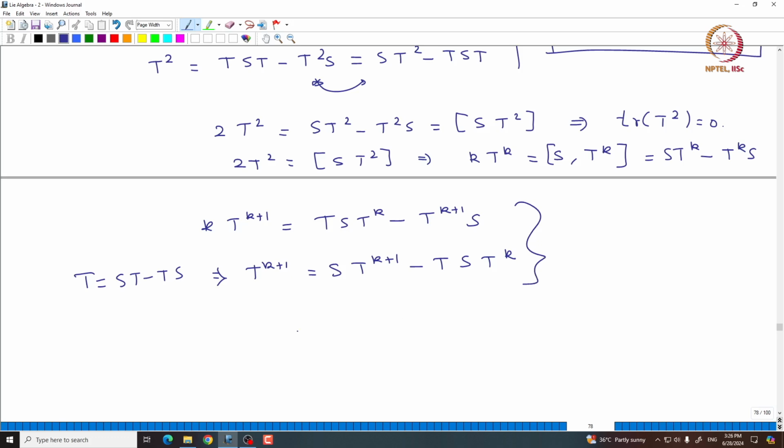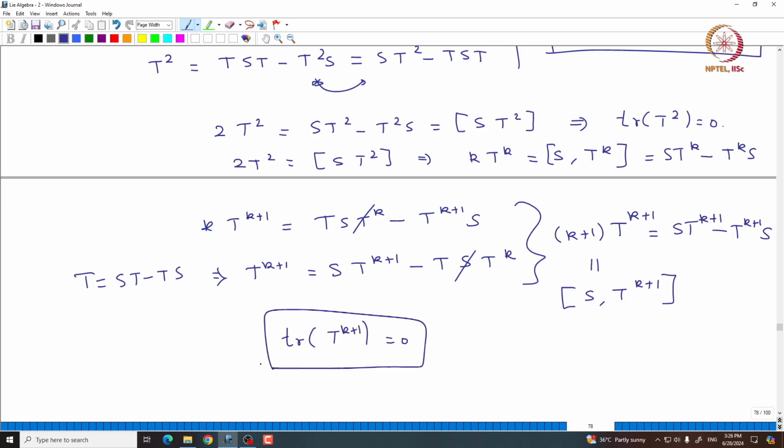So, now add these two. You get k plus 1 times t power k plus 1 is equal to, so these two things get cancelled, s t power k plus 1 minus t power k plus 1 s. So, that means this term k plus 1 t power k plus 1 is nothing but the commutator between s and t power k plus 1. So, this tells us that trace of t power k plus 1 must be 0, because we are working over a characteristic 0 field.